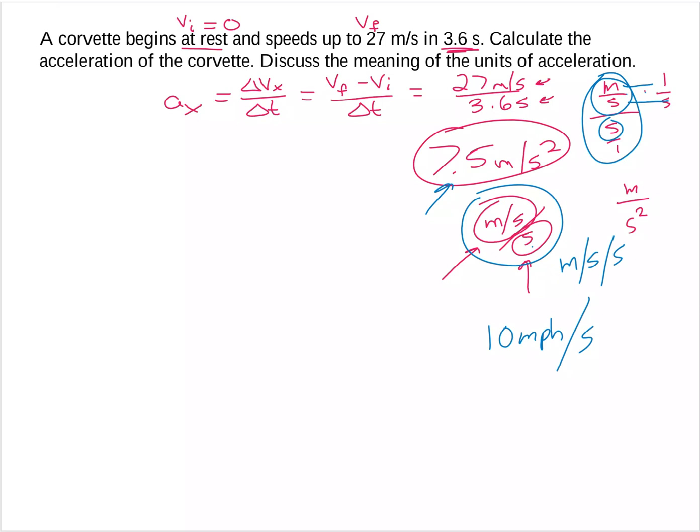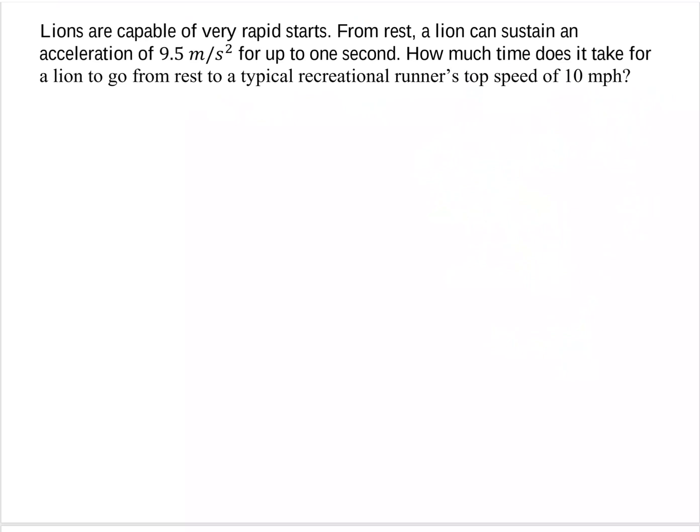Okay? So it is just that. All right, lions are capable of very fast, rapid starts. From rest, a lion can sustain an acceleration of 9.5 meters per second squared for up to 1 second. So they can start from rest and get up to speed extremely quickly. How much time does it take for a lion to go from rest to a typical recreational runner's top speed of 10 miles per hour?